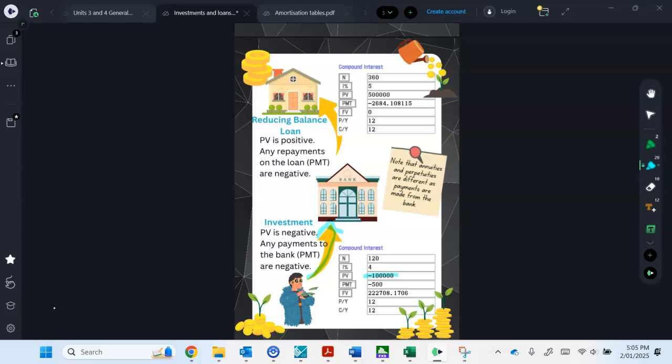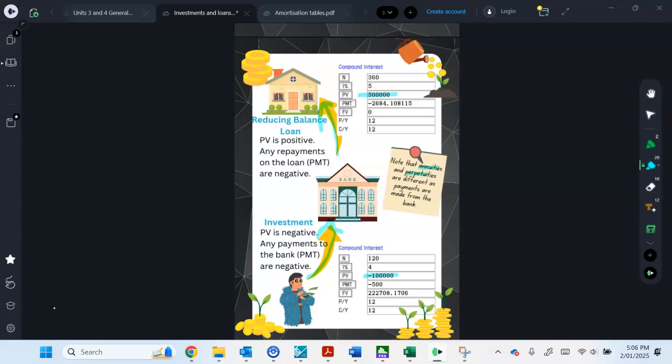I'm just going to turn my phone off. Don't worry about the payments or anything like that. We're just going to focus on what is happening. Now, if it's coming out of the bank, so this time it's becoming a loan, it's going to be positive. So when it comes out of your pocket and goes to the bank, if you're making an investment, it's negative. If it goes from the bank into your pocket, so it's like a loan, then it's positive.